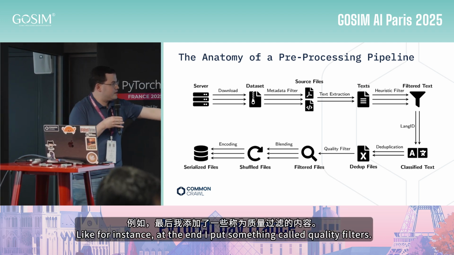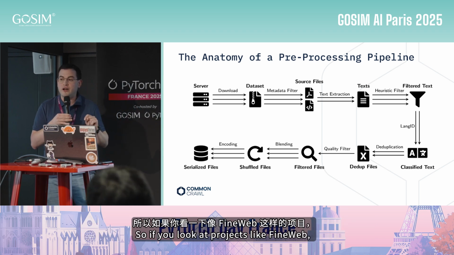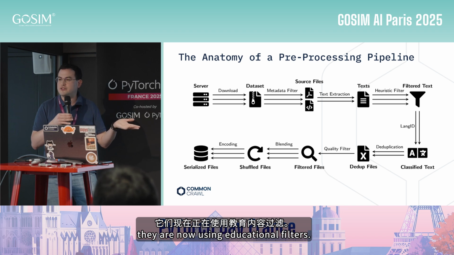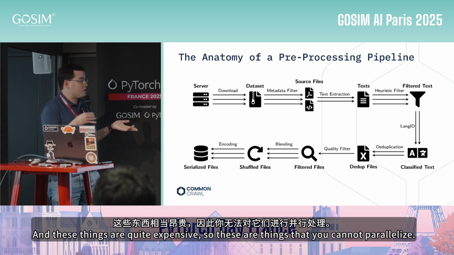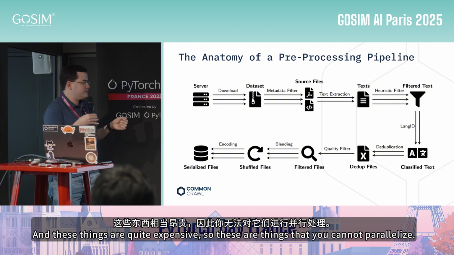For instance, at the end, I put something called quality filters. If you look at projects like FineWeb, they are now using educational filters. And these things are quite expensive, so these are things that you cannot parallelize.